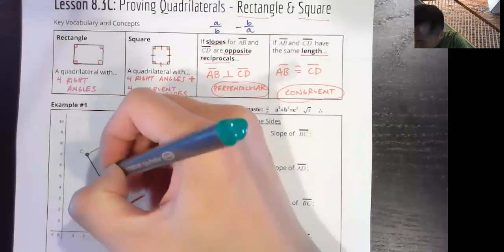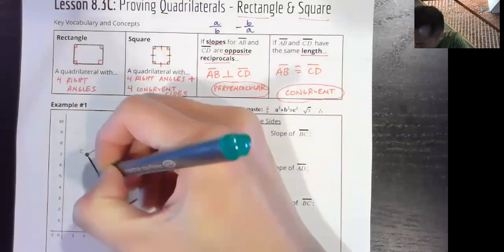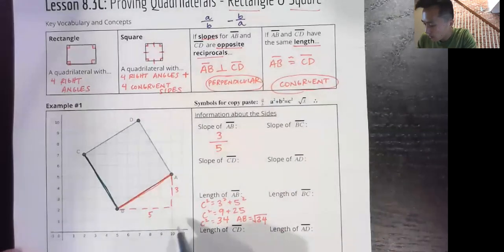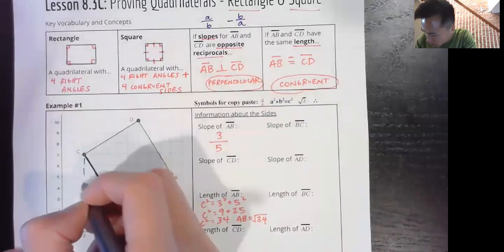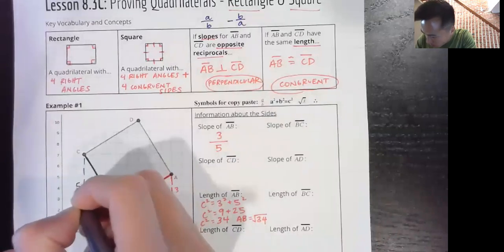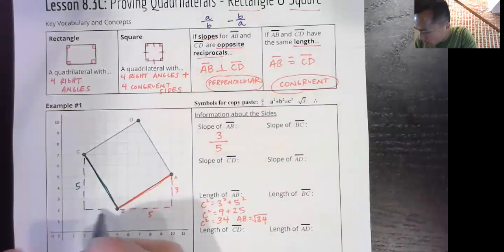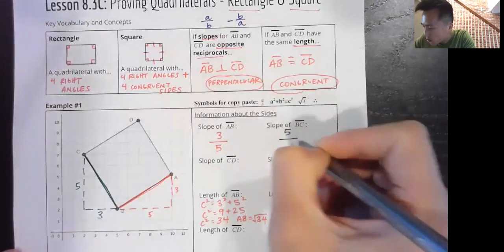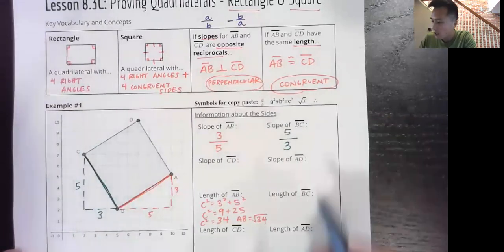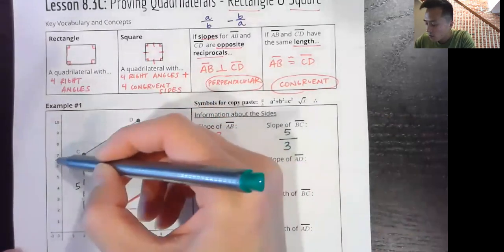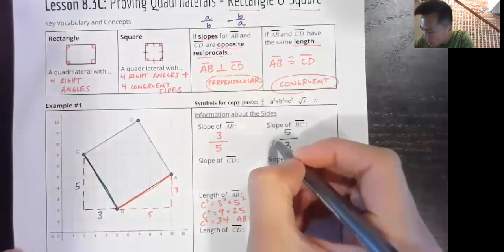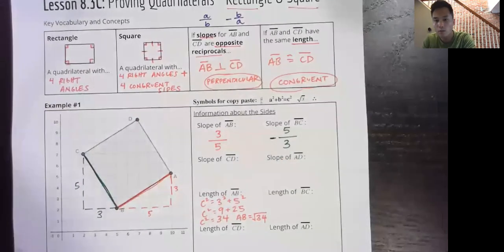Next, BC, that's this side here. That slope, looking from left to right, it's going down 1, 2, 3, 4, 5 units. And to the right 1, 2, 3 units. So change in y over change in x. And from left to right, since I'm going downhill, this is a negative slope. It's going to be really important that you keep track of positive and negative slopes in this activity.